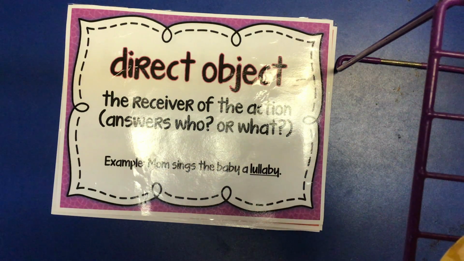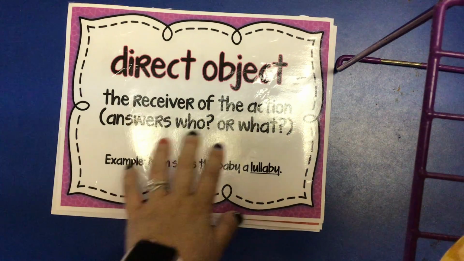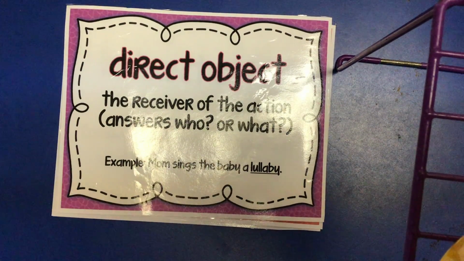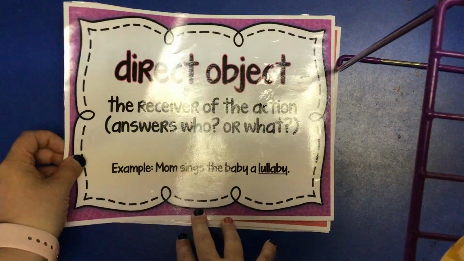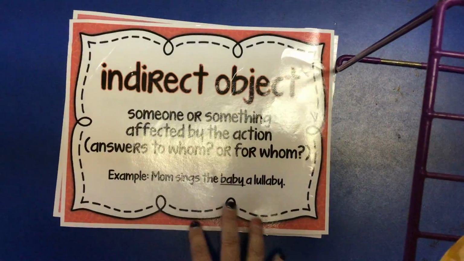If the example is "Mom sings the baby a lullaby," the verb is sings. Mom is singing, but singing what? Mom is singing a lullaby. So that is our direct object. It is direct. It says exactly what is receiving that action.